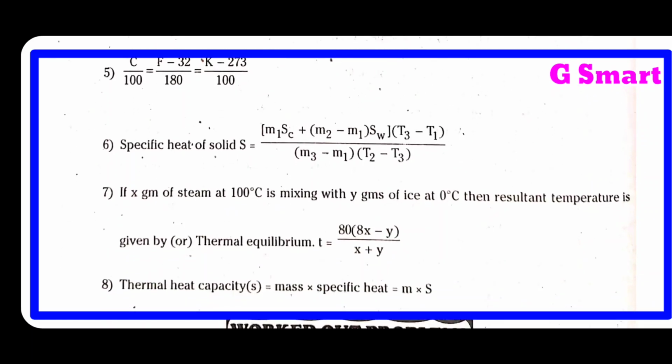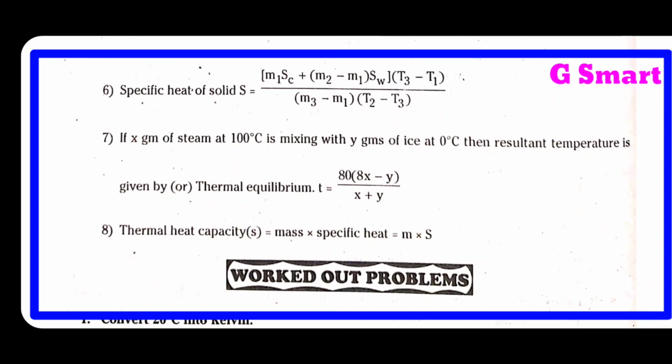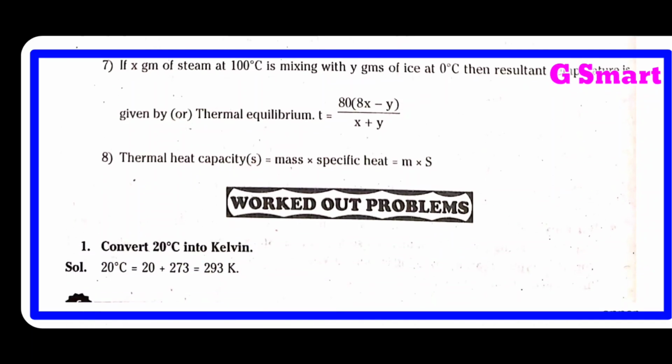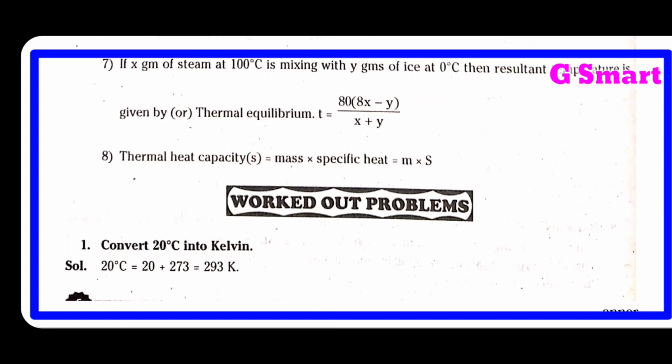Specific heat of solid S is equal to [M1 S_C plus (M2 minus M1) into S_W] into (T3 minus T1) by (M3 minus M1) into (T2 minus T3). If X grams of steam at 100 degrees centigrade is mixed with Y grams of ice at 0 degrees centigrade, then the resultant thermal equilibrium temperature T is equal to 80 into (8X minus Y) by (X plus Y). This is the formula you have to learn by heart. Thermal heat capacity is equal to mass into specific heat, that is, m into s.